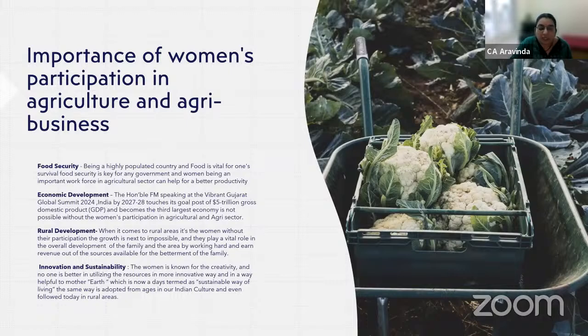Innovation and sustainability. Sustainability is the need of the hour because resources are limited, and it is our responsibility to ensure that the resources are passed to the next generation, and that climate change is taken care of when you are producing agriculture or venturing into any business.